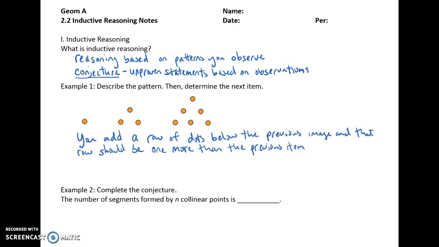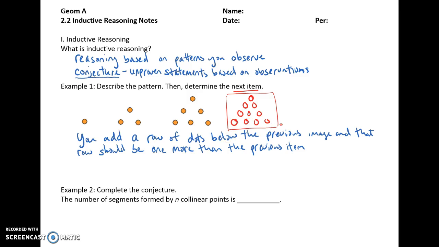Okay, so I might describe this pattern as you add a row of dots below the previous image, and that row should be one more than the previous item, which makes sense to me, but may not make a lot of sense to you. That's why I wanted you to think about your own words. But I'm basically saying if you look at the pattern, we start with 1, then you're going to add 2 below that 1, then you're going to add 3 below that. So that means the next item should have how many dots on the bottom row? Well, it should have 4. So it should be 1, 2, 3, and then 4. So that would be the next item.